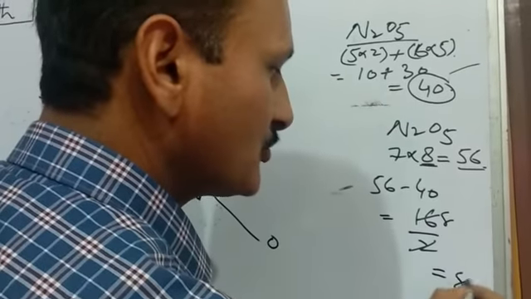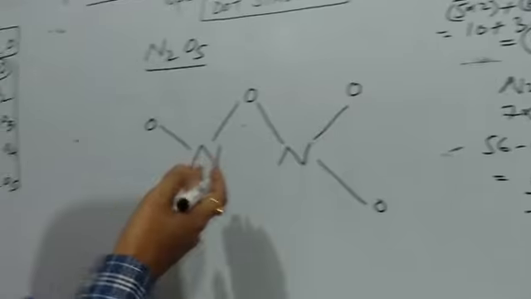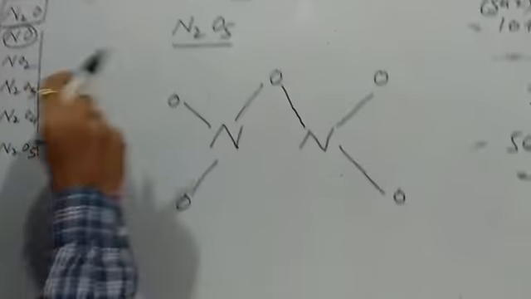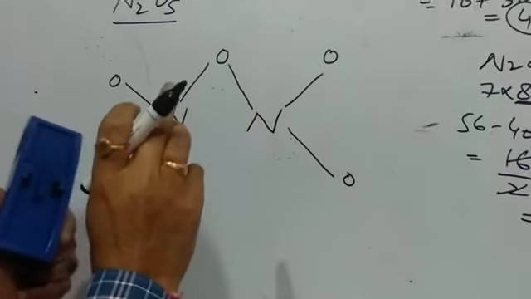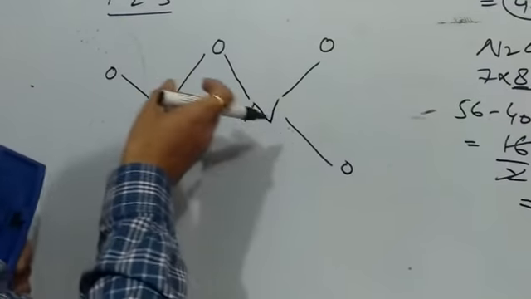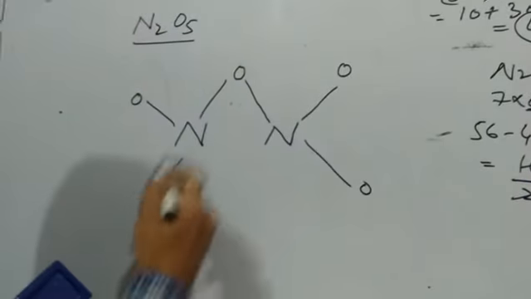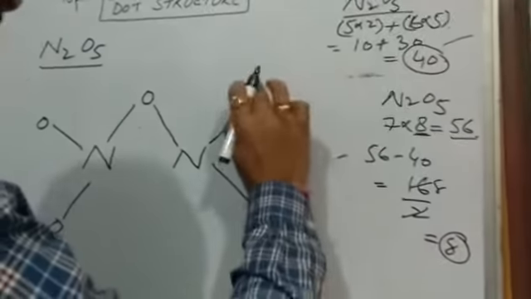So how many bonds should be there in the structure of N2O5? 8 bonds. How many bonds do we have this time? 1, 2, 3, 4, 5, 6. So we can have 2 more bonds. Before putting those 2 bonds somewhere, let us complete the octet of the terminal oxygen atoms. First this.